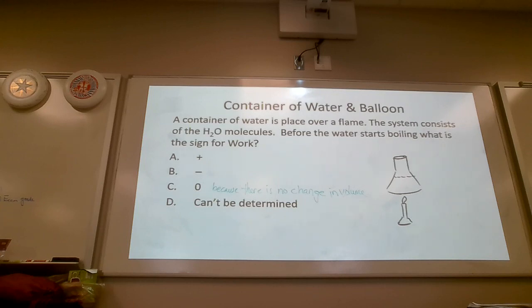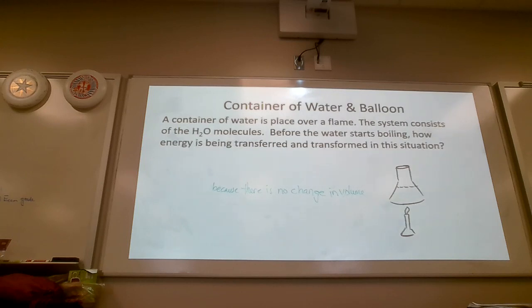Okay. So here's the story. Heat is being added to the system because the fire is hotter than the water, and no work is being done. So the internal energy is increasing, meaning it's getting warmer. That's the story.